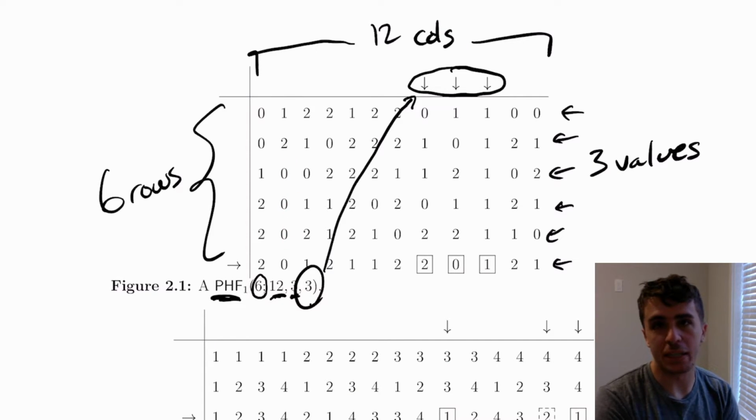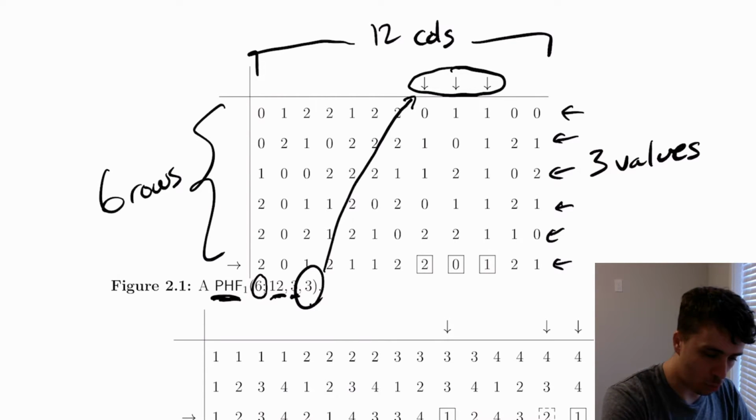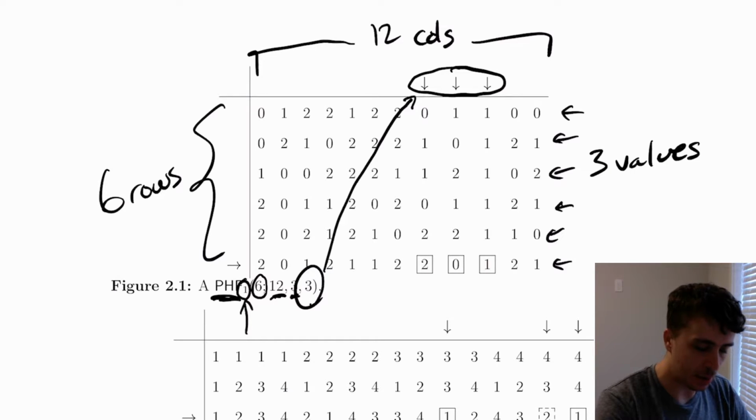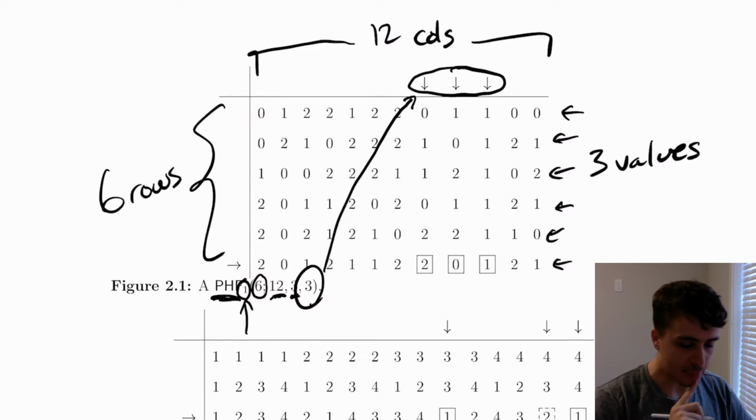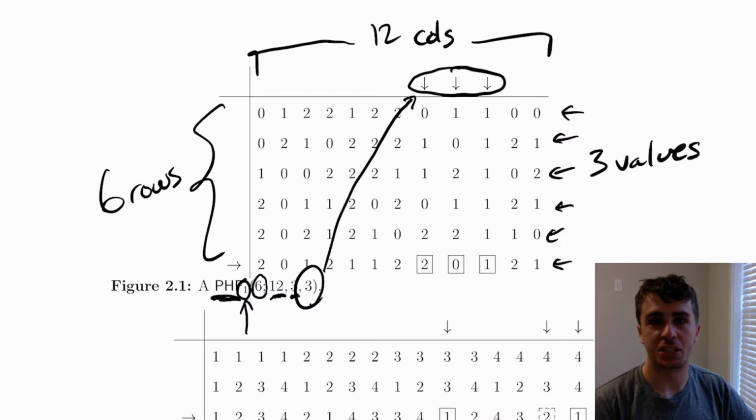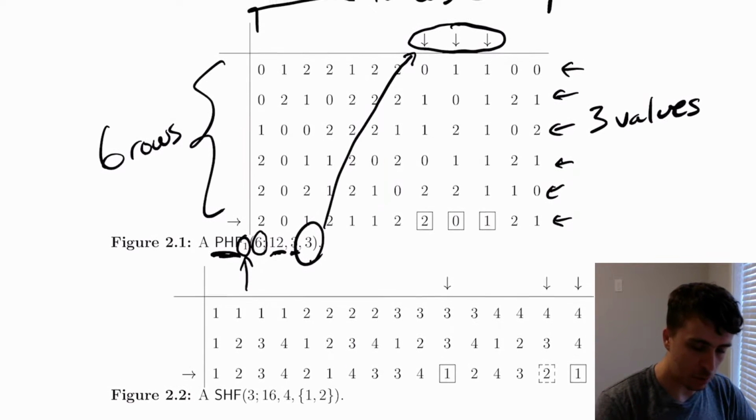And it doesn't matter that it's separated more than once. It just matters that it's separated at least once. That's all that matters. And what does at least once mean? That's what the one in the subscript means: it's separated at least once in every choice of three columns.